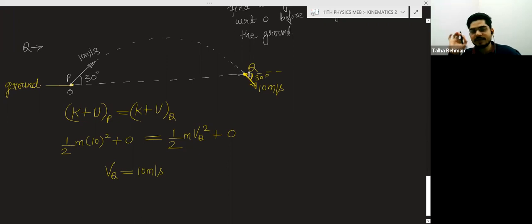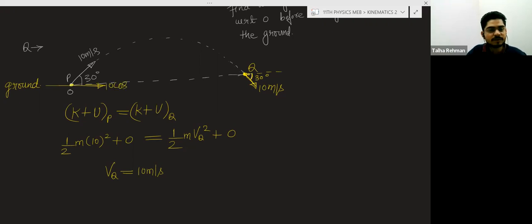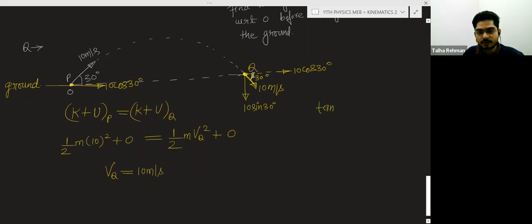How will you calculate this angle? Let me tell you what you will do. You will take the component of the velocity in this direction, that will be 10 cos 30 degree. The horizontal component does not change in projectile motion. And you will take one component in this direction, that will be 10 sin 30 degree.